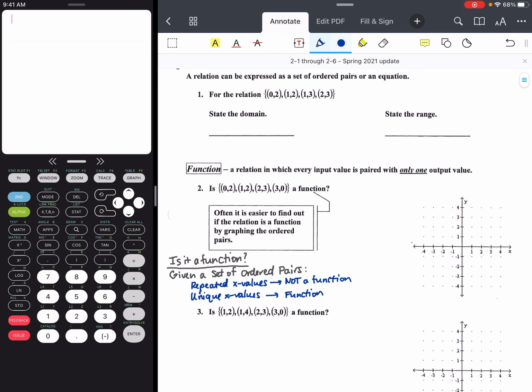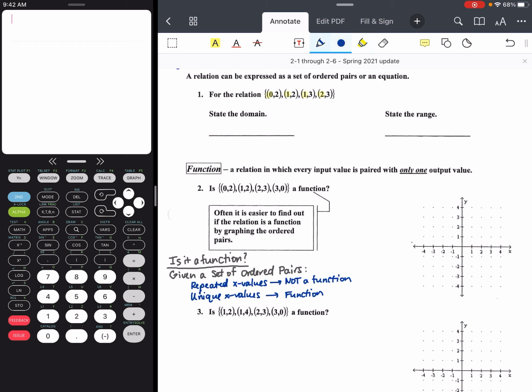All right, so one type of relation we could look at is a set of ordered pairs. So looking at the relation in number 1, we have the relation that's the set of ordered pairs (0, 2), (1, 2), (1, 3), and (2, 3). And suppose that we want to state the domain. So the domain is our set of x values, and we're just going to be looking at the x values in all of our ordered pairs. So we've got 0, 1, 1, and 2.